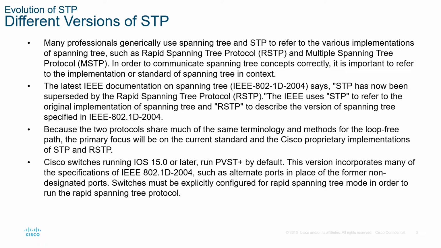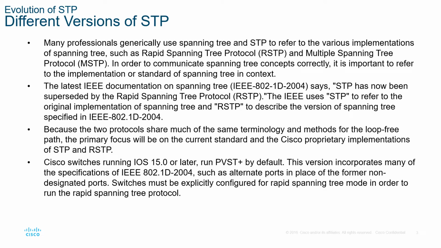The latest IEEE documentation of STP says STP is now superseded by the RSTP, and the IEEE uses STP to refer to the original implementation of the spanning tree, and RSTP to describe the version of spanning tree specified in the IEEE 802.1D 2004. Because the two protocols share much of the same terminology and methods for the loop-free path, the primary focus will be on the current standard and the Cisco proprietary implementation of STP and RSTP.